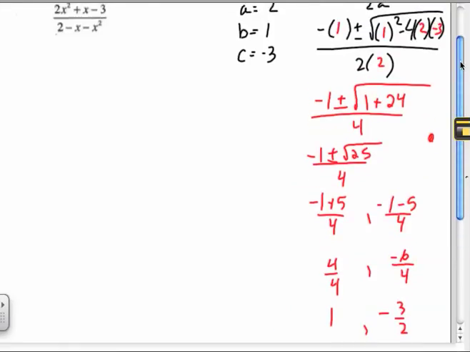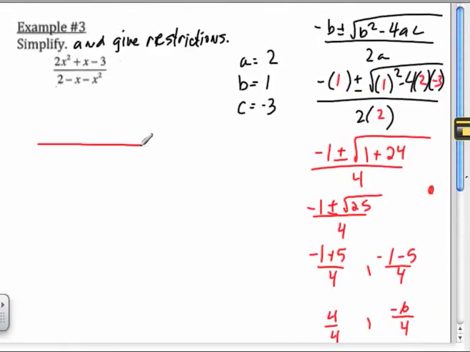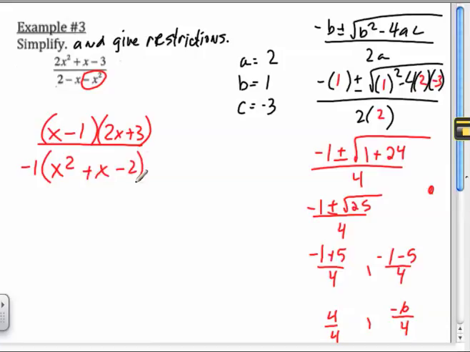So that's our factors on top: x minus 1 and then 2x plus 3. Beautiful. Now on the bottom, I need to take a negative 1 out, because the x squared is negative. That gives me positive x squared plus x minus 2. I just took the negative 1 out, and then I ordered them the way they're supposed to go, with the x squared in front. Now I need to factor that one.